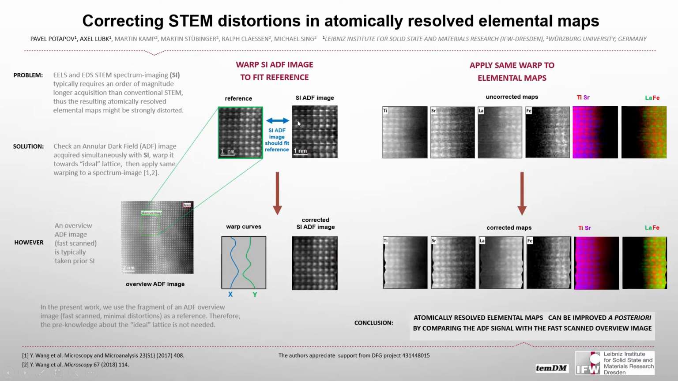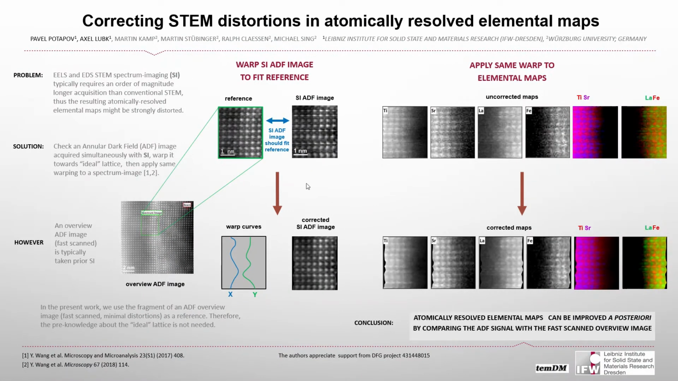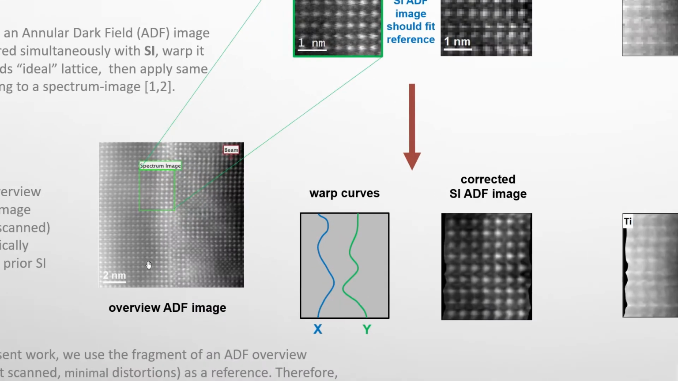Well, typically, during spectrum imaging, you take not only spectra, but also simultaneously an ADF signal, and all STEM distortions are very clearly seen in this simultaneous ADF image. On the other hand, prior to spectrum imaging, you take a so-called overview ADF image, just to select the area you want to map. And this ADF image is fast scanned, so the distortions there are minimal.